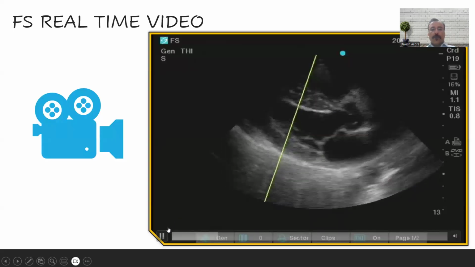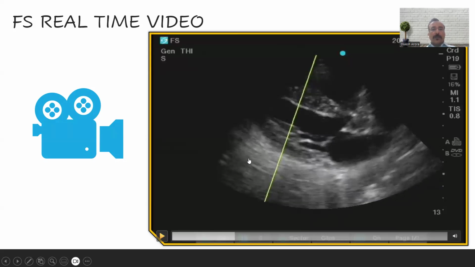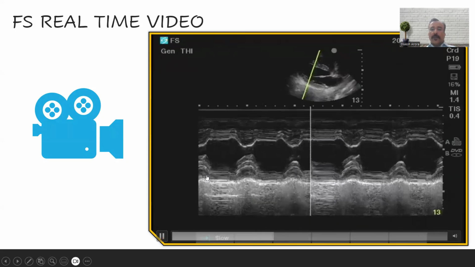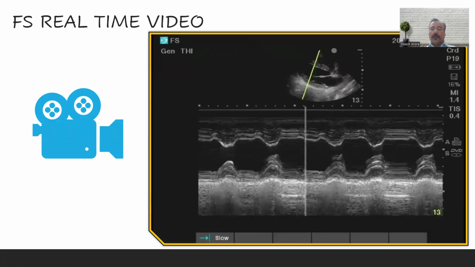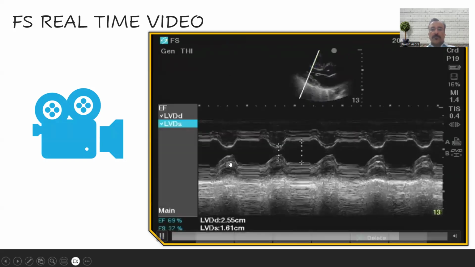So this is how we actually do the measurement of fractional shortening. As you can see for yourself, the M mode cursor is placed in the middle of the LV cavity. And once we get a satisfactory M mode trace, we press the freeze button, use the calculation button in the Sonosite machine, and it will auto calculate for us the fractional shortening once we measure the maximum diameter, which is reflected as the diastolic diameter, and the minimum diameter, which is reflected as the systolic diameter.